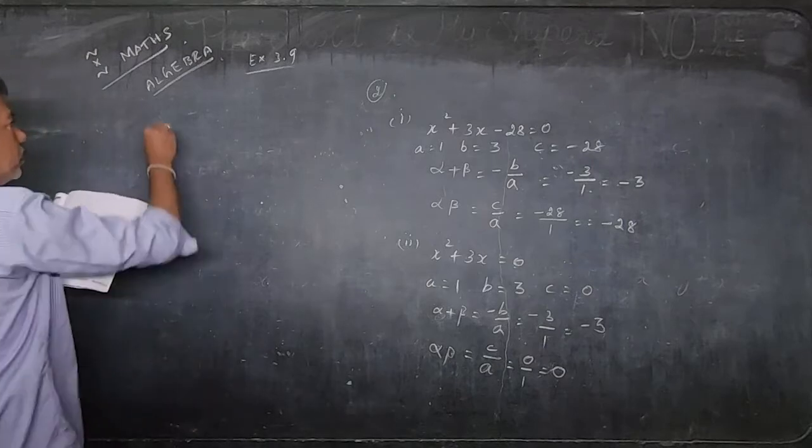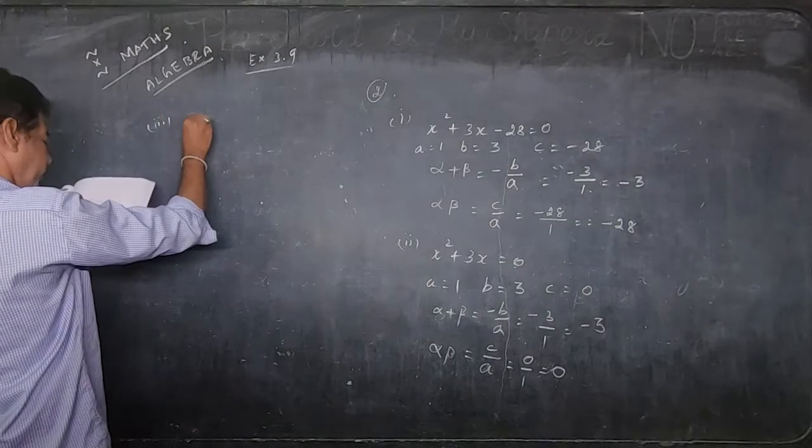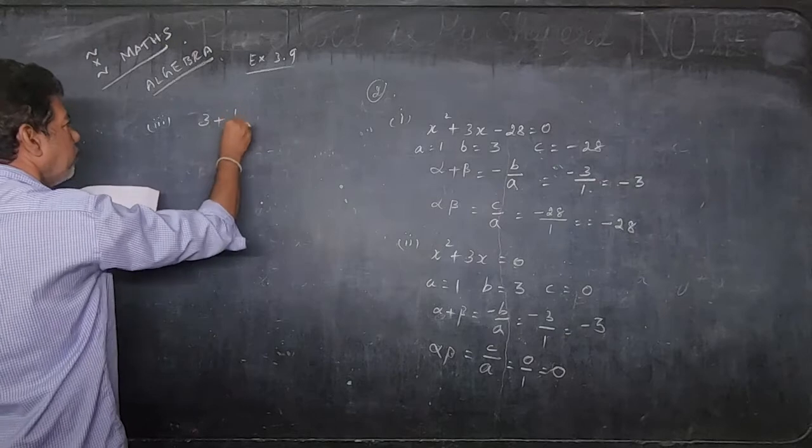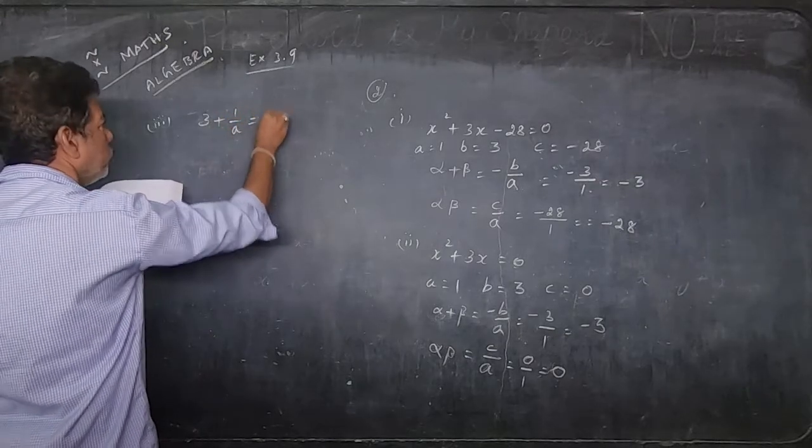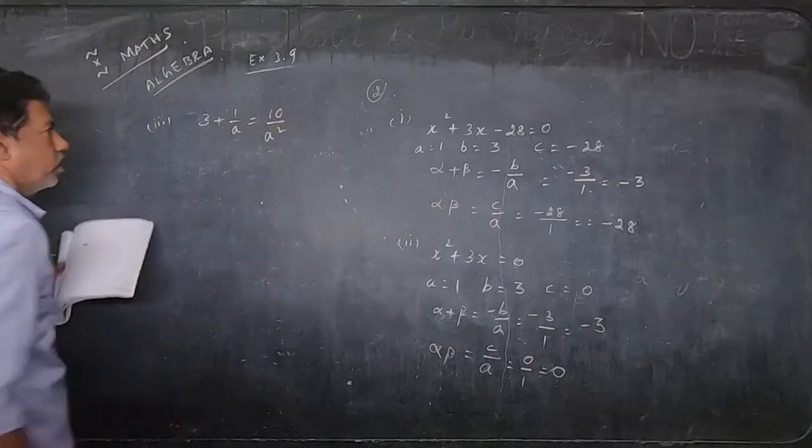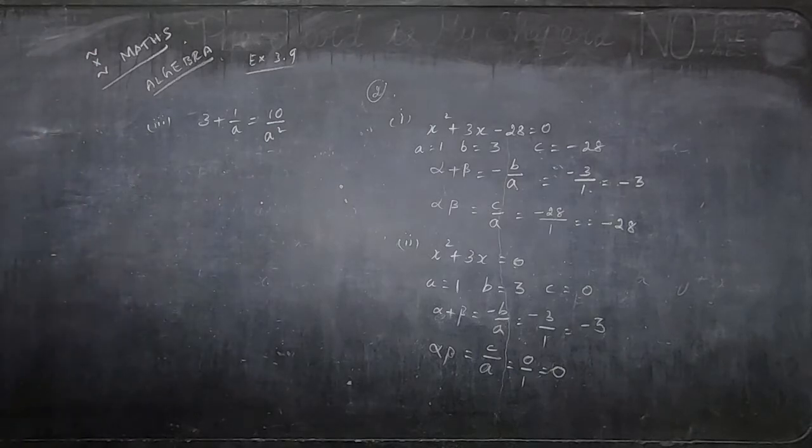So question number 3, Roman letter 3 in second one. This will be a little different. 1 by a equal to 10 by a square. Very important question, different question. Look at the board carefully.